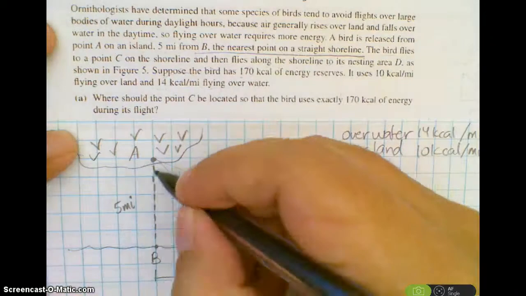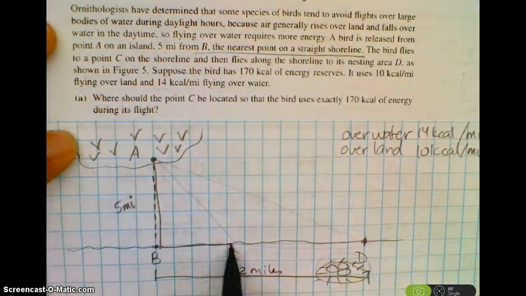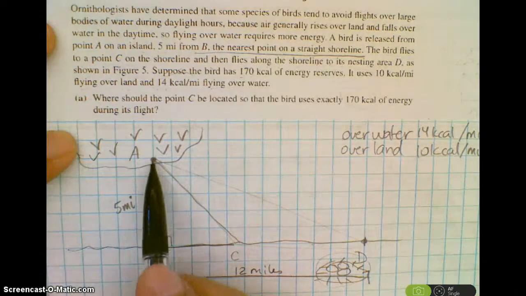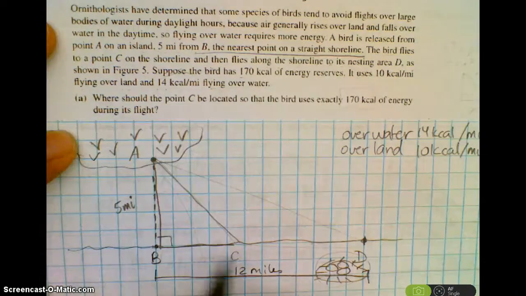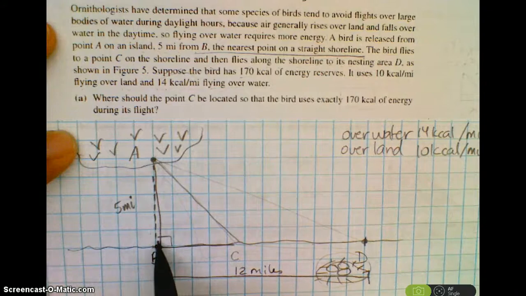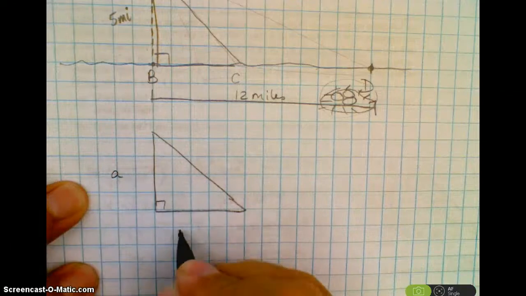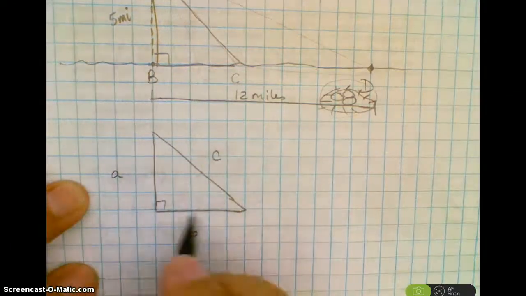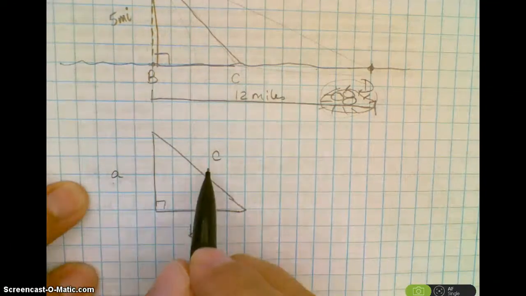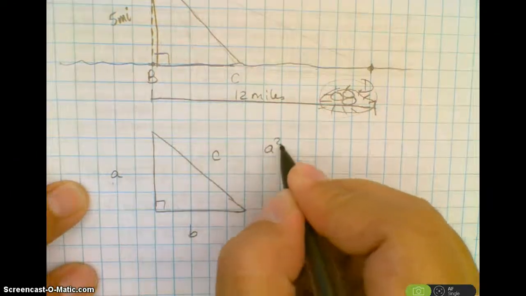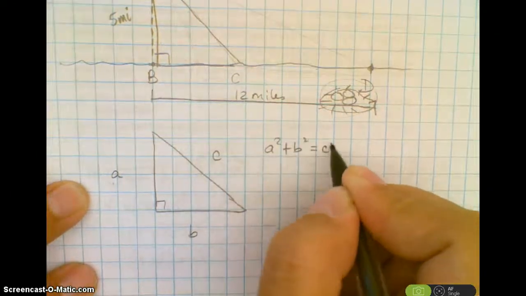Right here with A, B, and C, I can form a right triangle, and I know this is a right angle because the distance from a point to a line has to be perpendicular. So I'm pretty sure that this is 90 degrees. Just a little refresher on the Pythagorean theorem: if I have legs A and B and hypotenuse C on a right triangle, then A squared plus B squared equals C squared.